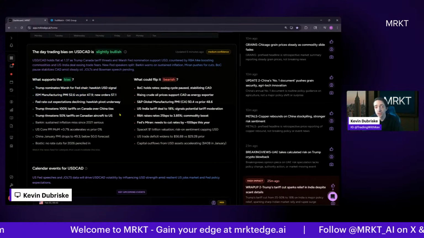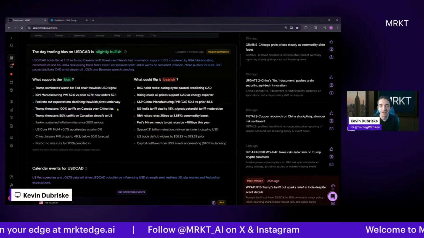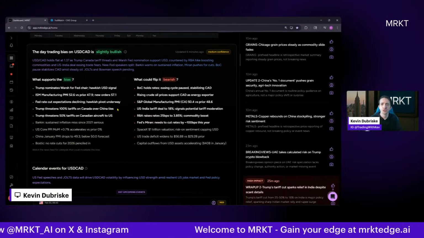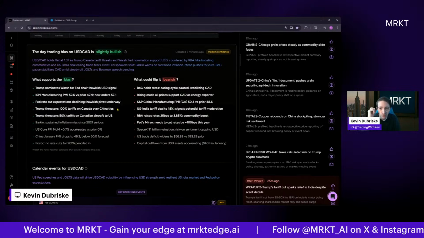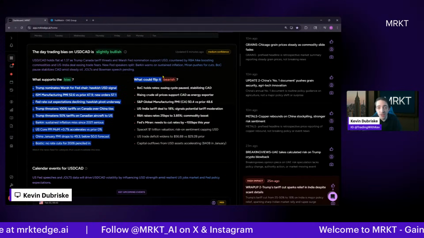This is fantastic. This looks like a strong supporting. But what's great too with market is it's not like ChatGPT where you ask it a question and it's like, oh, that's a great question. It's a great thought. No, market is transparent and real. So, okay, this is what's supporting. Well, let's see what could flip it, right?